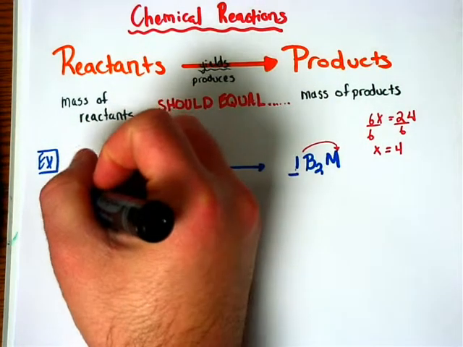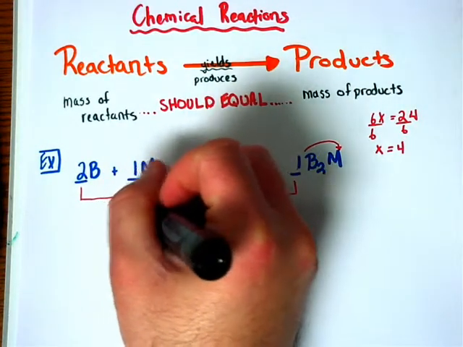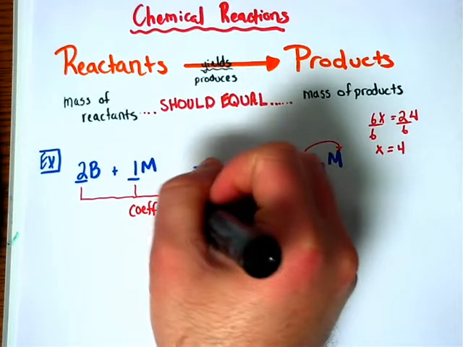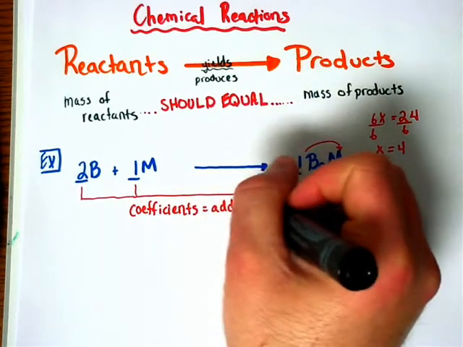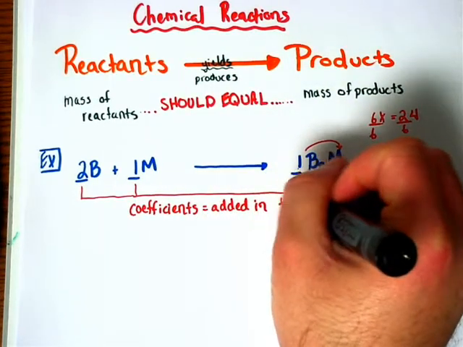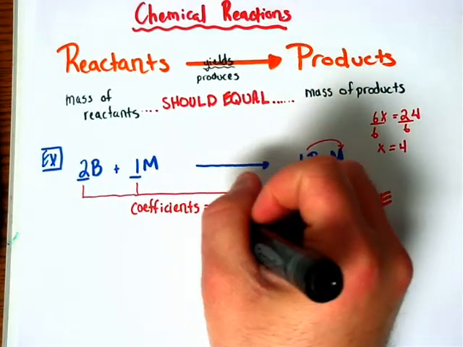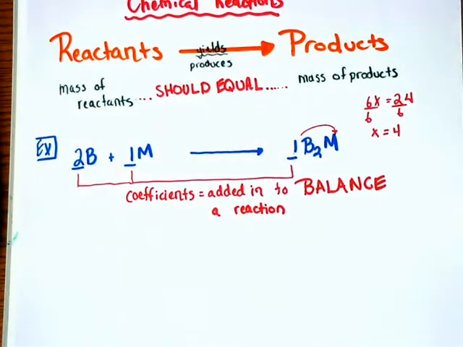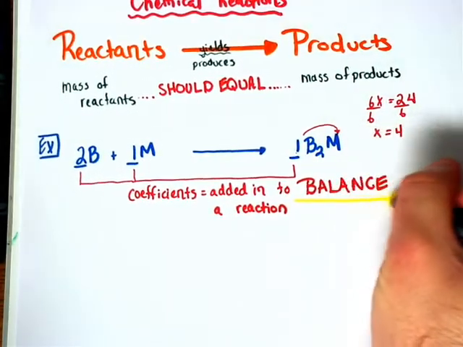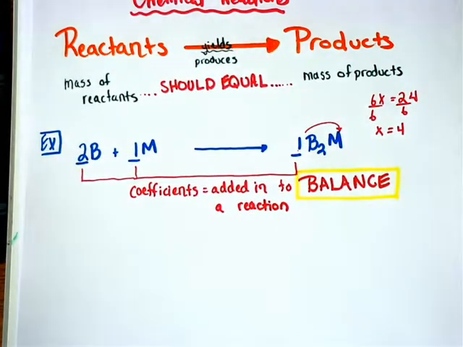What you're seeing there, these numbers in front, they're called coefficients. They are added in, as you can see, to balance a reaction. But you'll notice that I'm not really talking about a chemical reaction here. I'm just talking about a reaction that I had about every day over the break, which was me making a bologna sandwich, because we're in a recession.